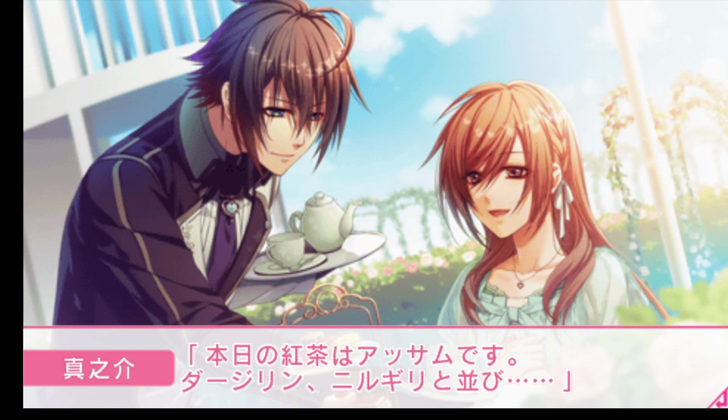So "Darjeeling, Nilgiri to narabi." "Narabu" is a verb, to align, to be aligned together. For example, you have things aligned in one line: number one, number two, number three, number four. This is "narabu," to be aligned. And here we have a conjugation.